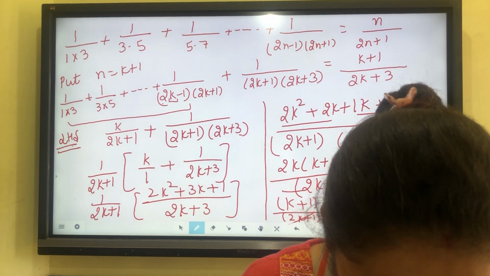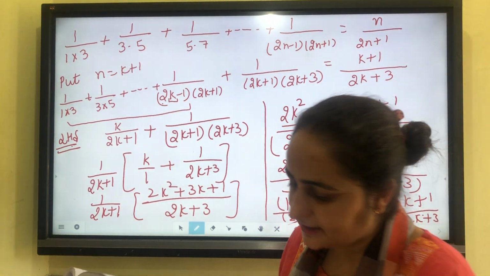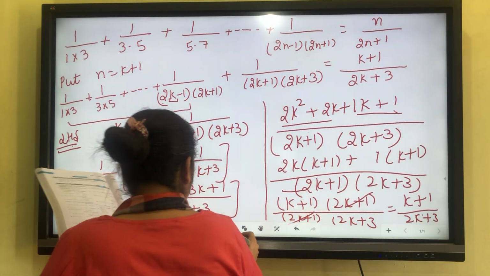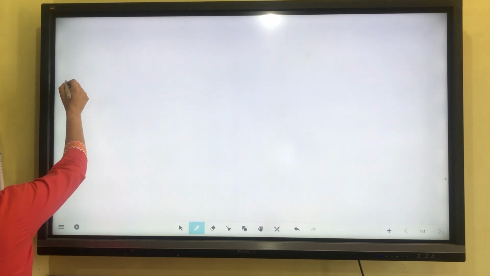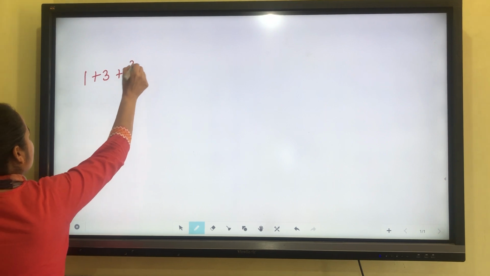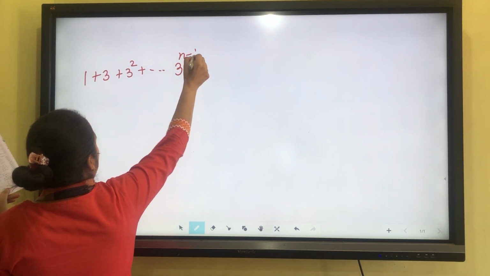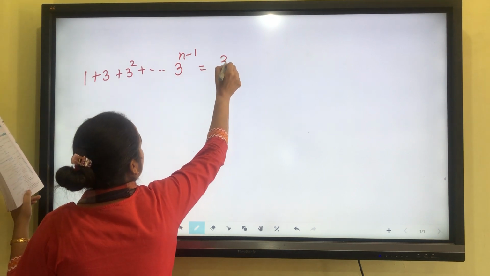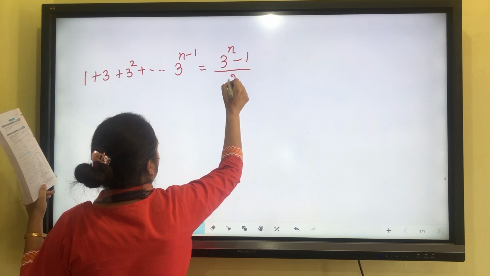Now I am taking one more example. Just wait, I want to change the calculation. The question is: 1 plus 3 plus 3 square plus up to 3 power n minus 1 is equal to 3 power n minus 1 whole divided by 2.